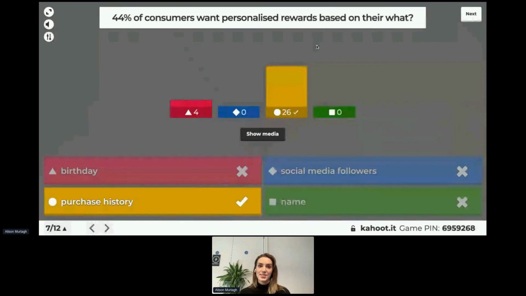It is their purchase history. Well done, everybody. The correct answer is purchase history. And this is from a study done by Deloitte. In the same study, they found that number actually rose for 18 to 24 year olds to 54%. So when it comes to customers' attitudes to loyalty programs, research shows that personalization and relevance are high on the list of what consumers expect from the brands that they shop with.